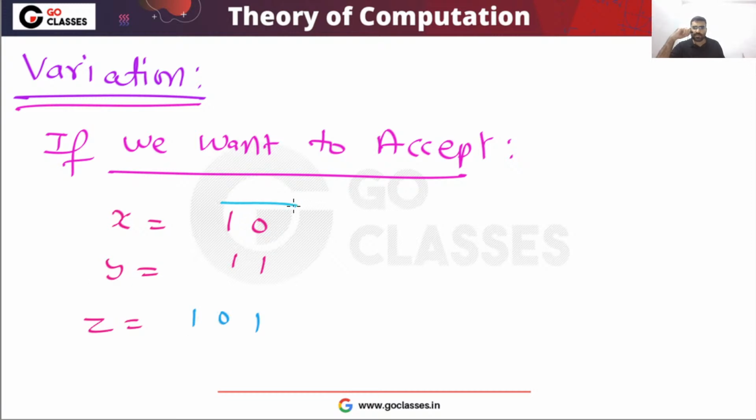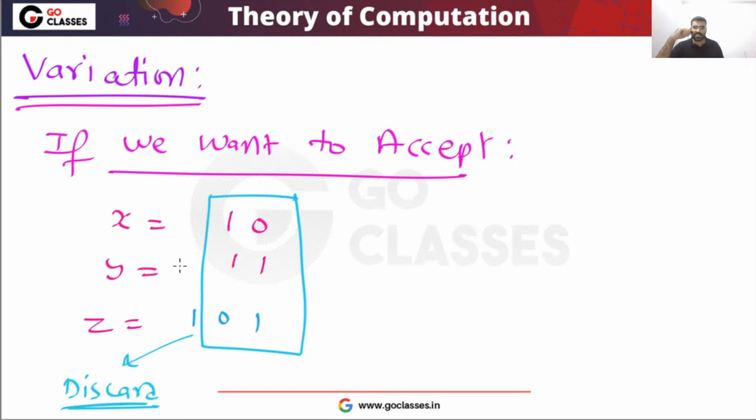If I want to accept this type of strings, basically forget about the final carry. If I discard this carry, and I want to accept the remaining 0 1 1 1 1 0 type of strings, are you getting my point? This is my point: the final carry we will discard, but we want to accept the remaining thing.